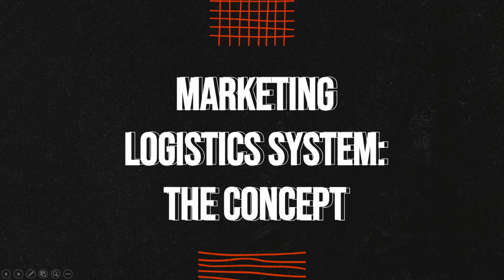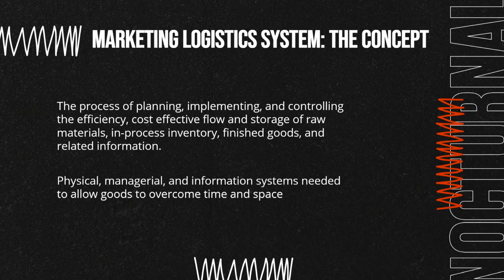So the next thing is the marketing logistics system, the concept. Logistics is defined by the Council of Supply Chain Management Professionals as the process of planning, implementing and controlling the efficient, cost-effective flow and storage of raw materials, in-process inventory, finished goods and related information from the point of origin to the point of usage. More simply, the objective of a logistics system is that the right products reach the right place in the right quantity and at the right time to satisfy customer demand.